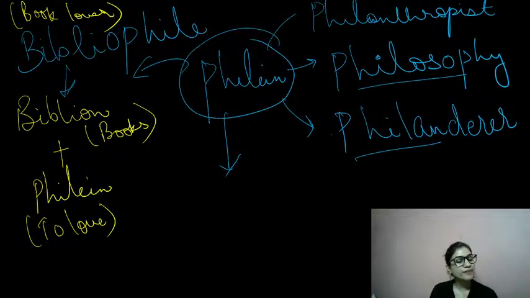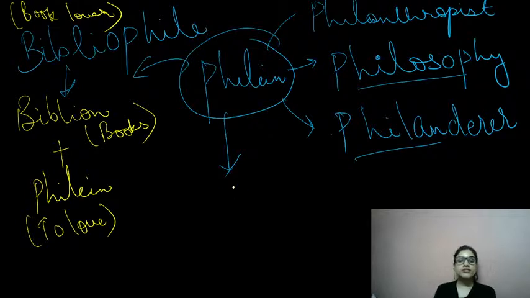bibliography. Bibliography means biblion plus graphein. Graphein means to write. So somebody who writes about books is a bibliographer, right? And the practice of writing about books is bibliography. Make sense? Abhishek, Tomar, all right.